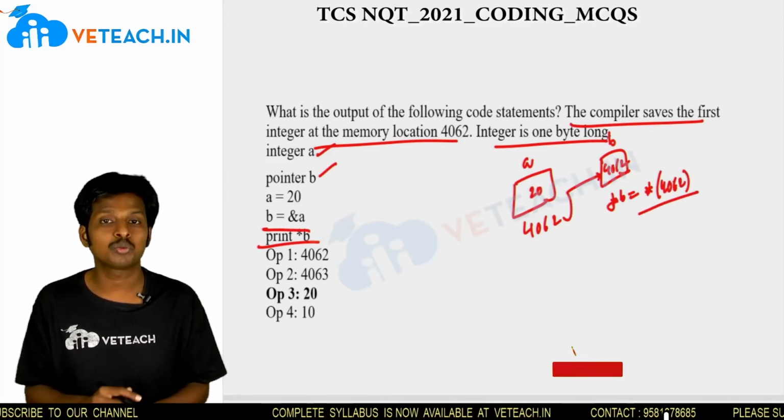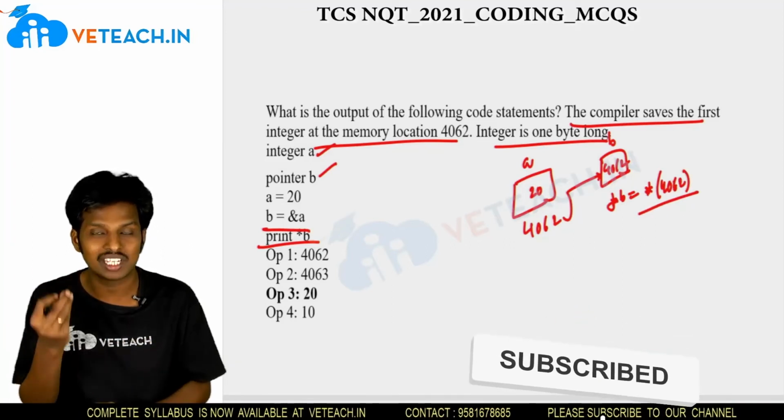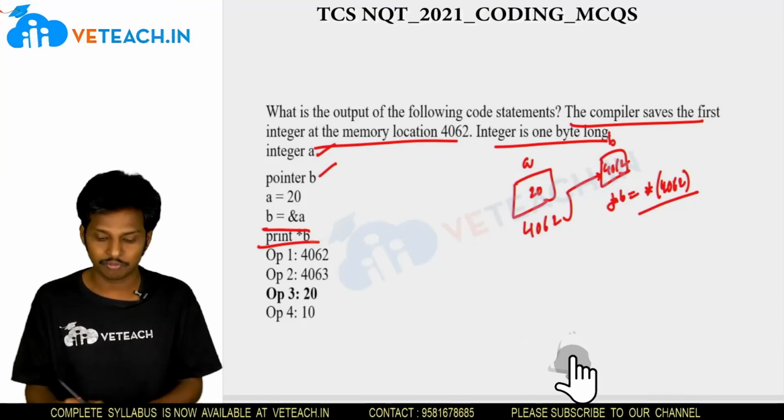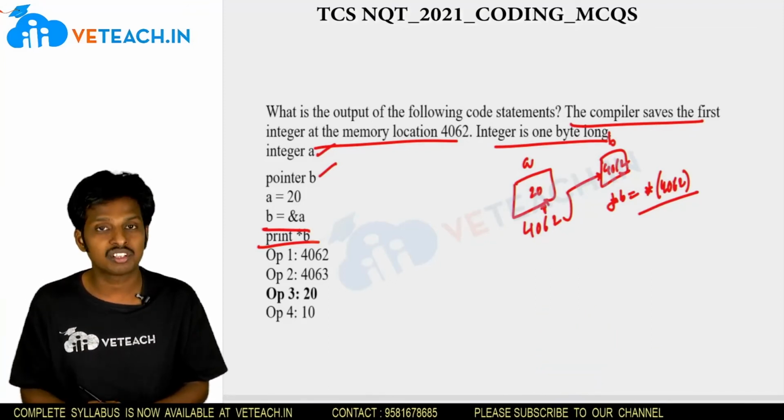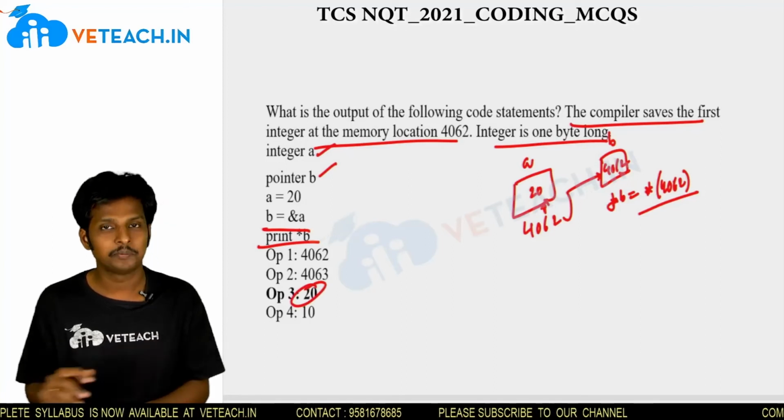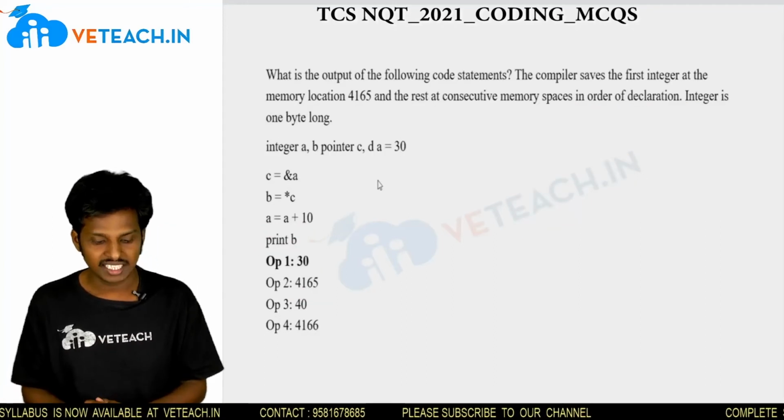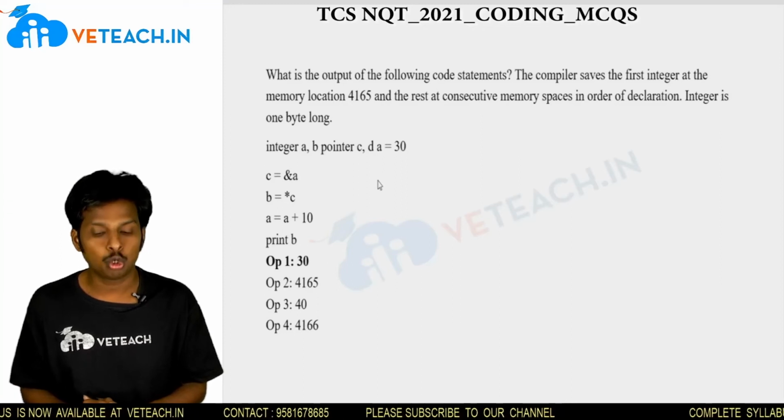Star of 4062 means the value present at the address location 4062 has to be retrieved. The value present at the address location 4062 is 20, which is the answer for this logic. Next, the other way is, what is the output of the following code statements?